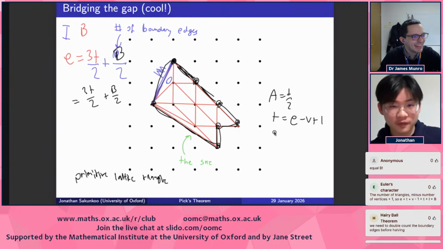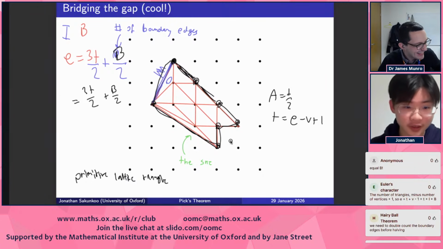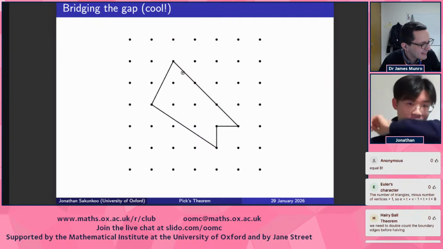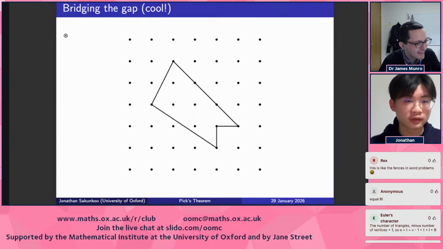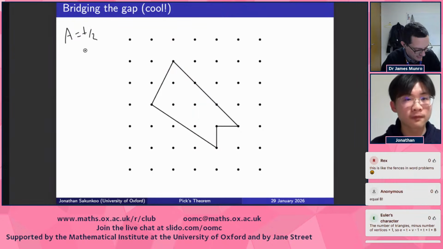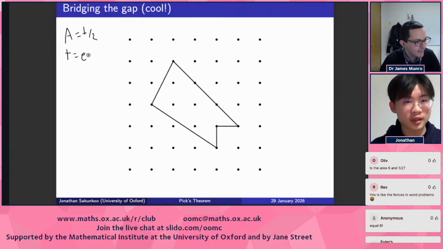It's all coming together. So let's go through that. Okay, so I'm going to erase that. We've established A equals T over 2. T equals E minus V plus 1. V equals I plus B.